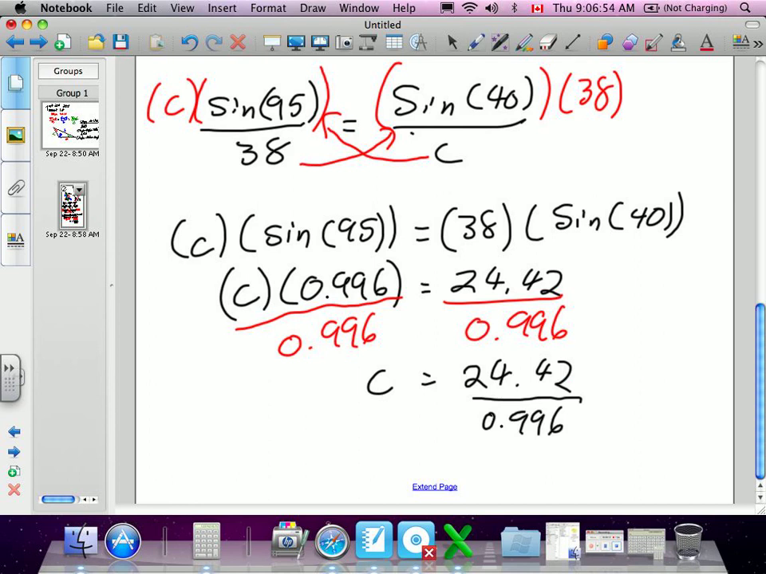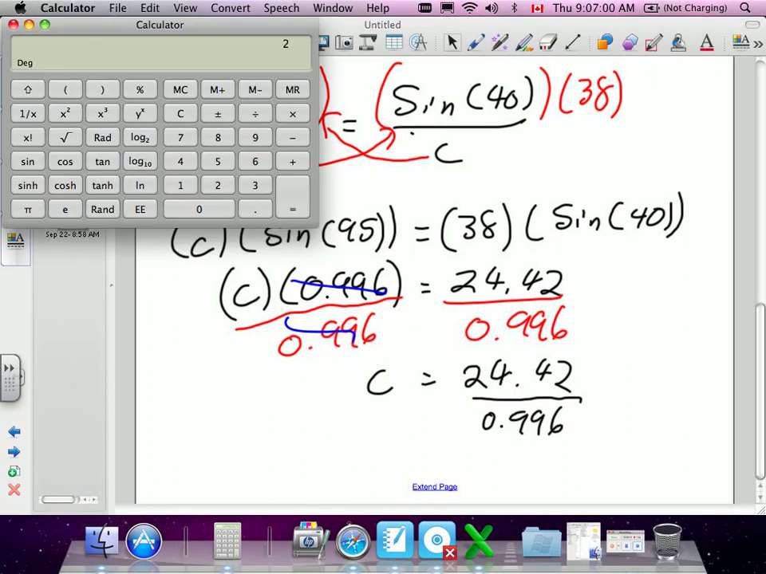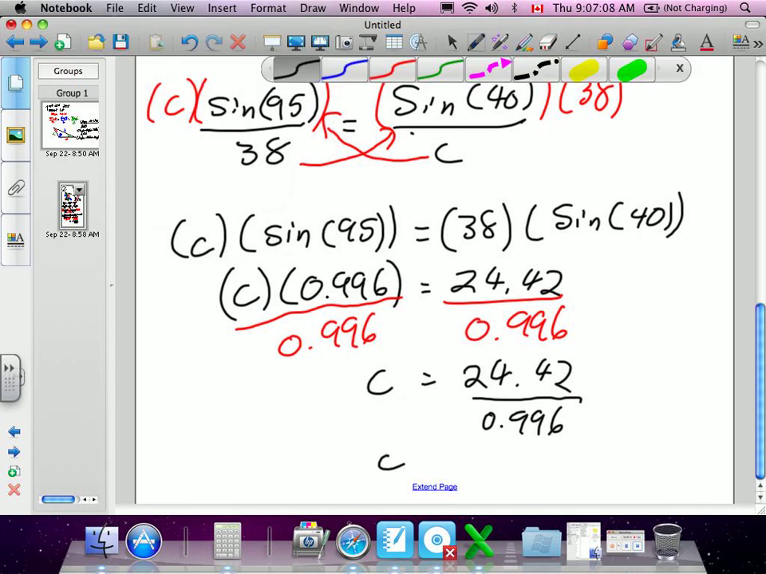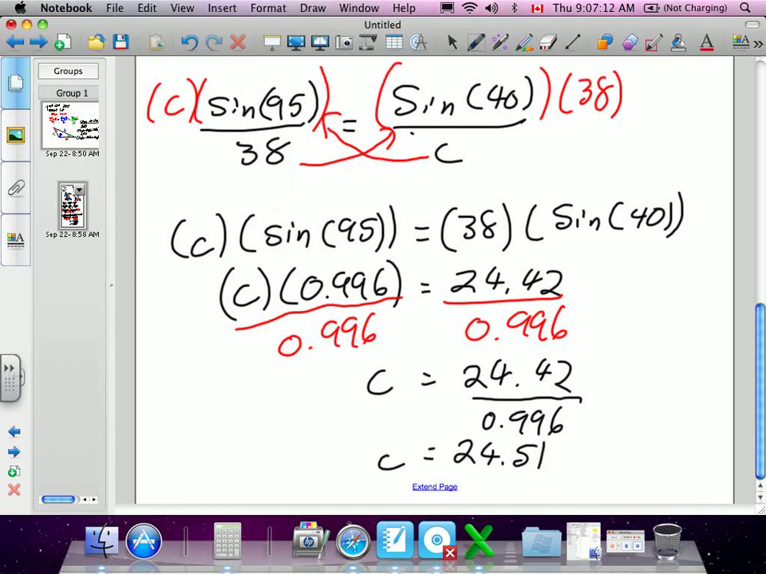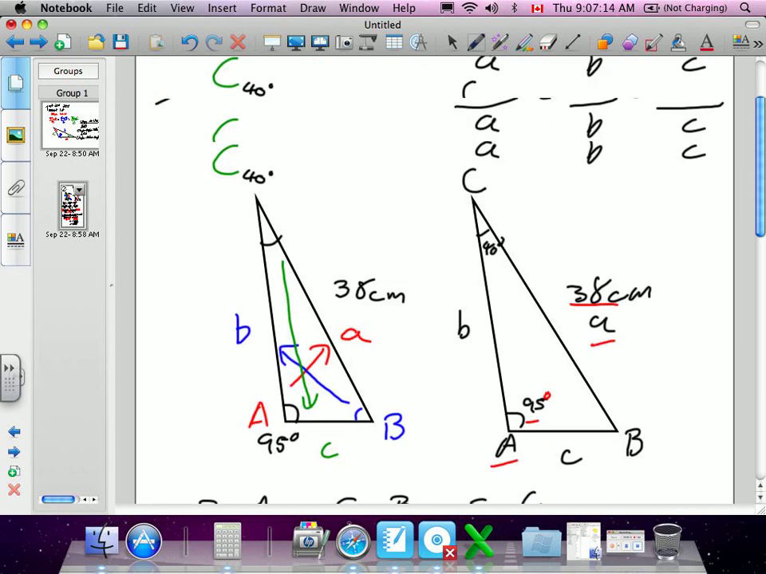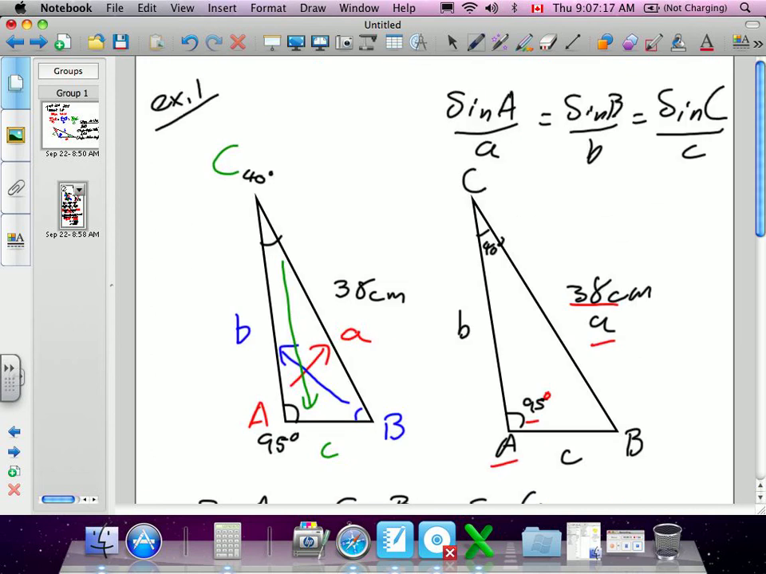Okay, and here we go. Get the calculator here. 24.42 divided by 0.996 is 24.51. So we figured out that this side of the triangle is equal to 24.51 centimeters.